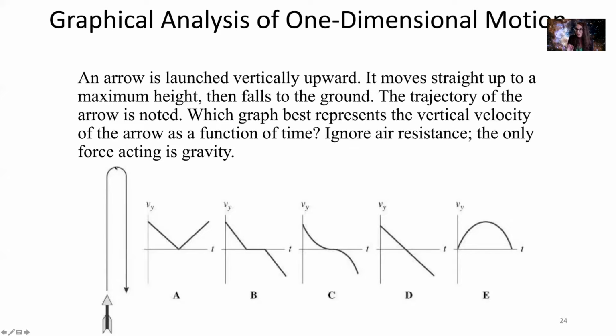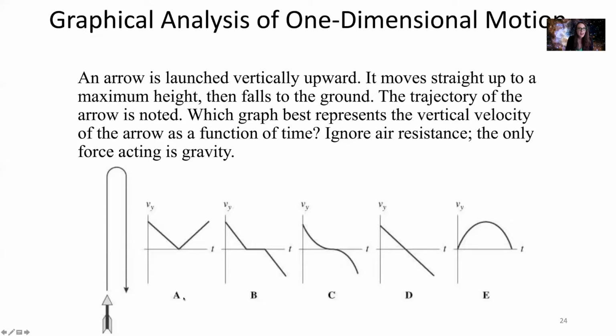And then it's going to fall back down towards the ground, okay? And so its velocity was zero here, and then as it's falling towards the ground, the magnitude will increase, but it's going to be a negative velocity because it's in the negative y direction, okay? So which of these graphs best represents that motion? Well, we start from positive, we go to zero, and then we end up negative.